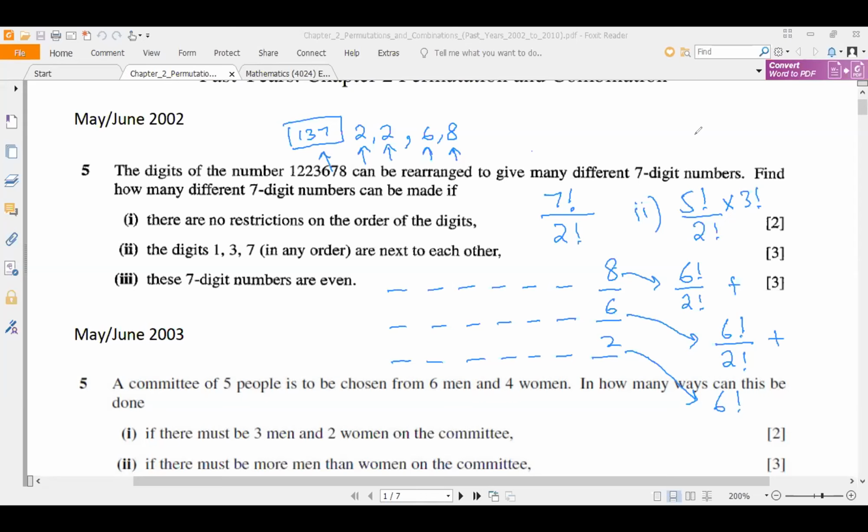राइट? जी, इज दैट क्लियर? Okay, now start May, June 2003.